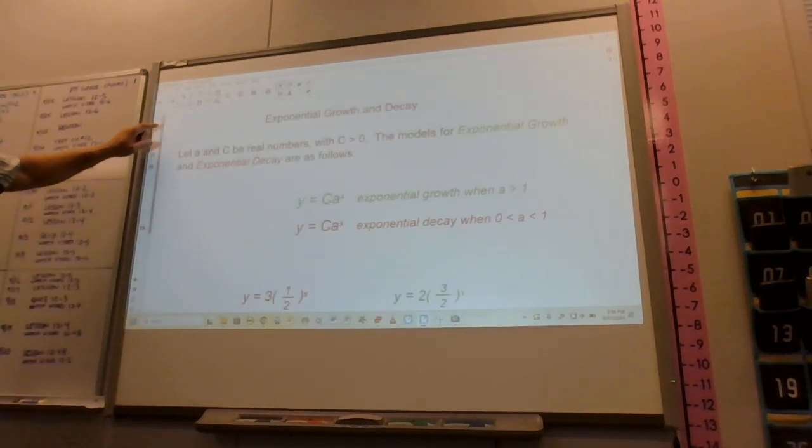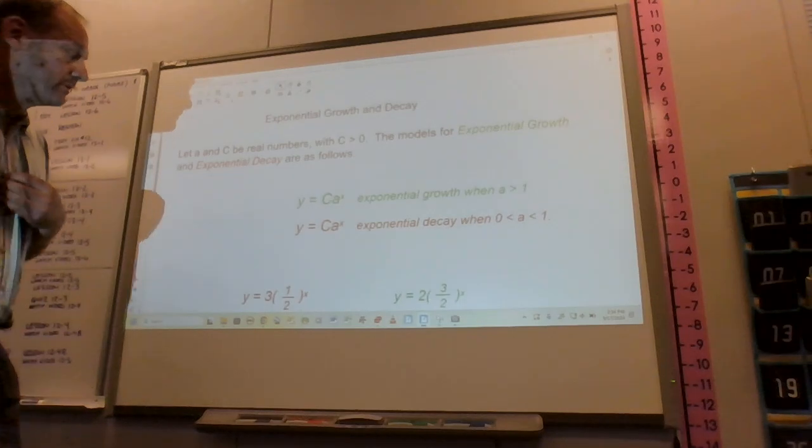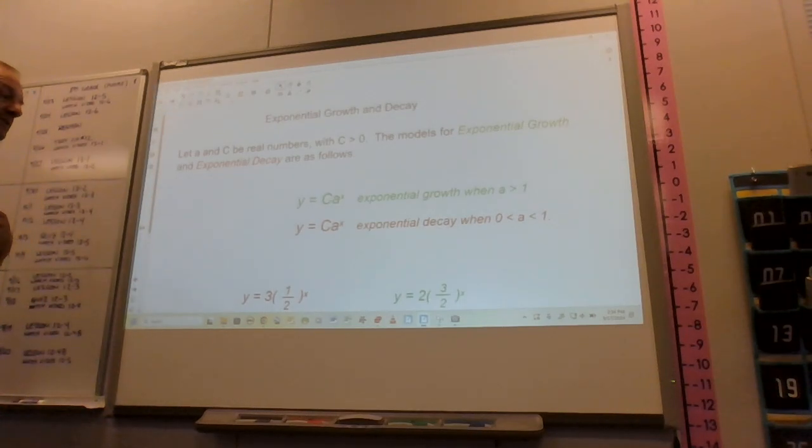Okay, exponential growth and decay. So let A and C be real numbers with C greater than 0. The models for exponential growth and exponential decay are as follows. Y equals C times A to the X is exponential growth when A is greater than 1. Y equals C times A to the X is exponential decay when A is between 0 and 1.